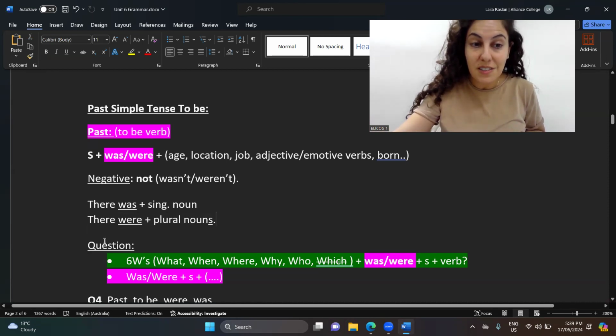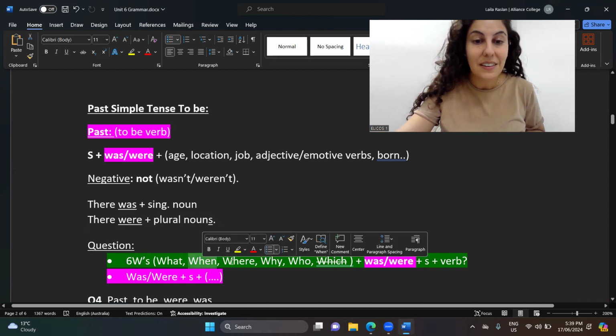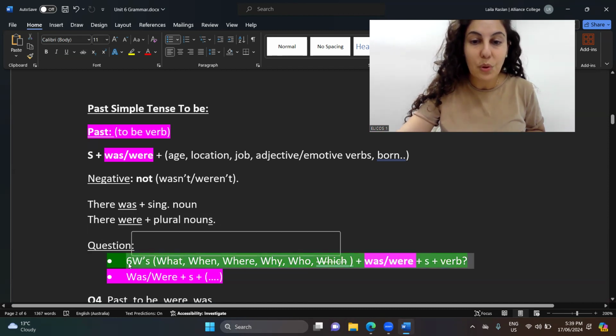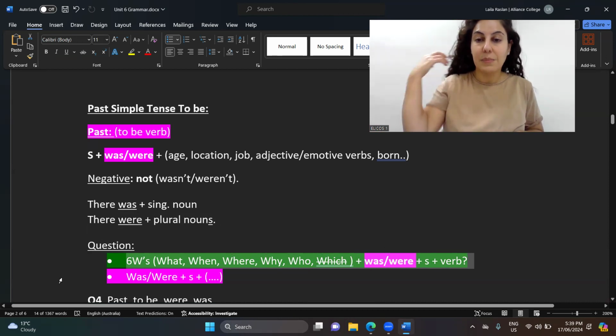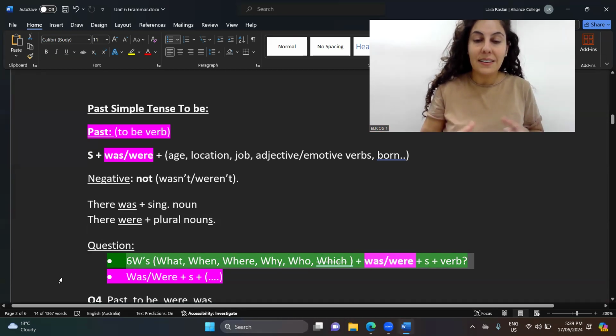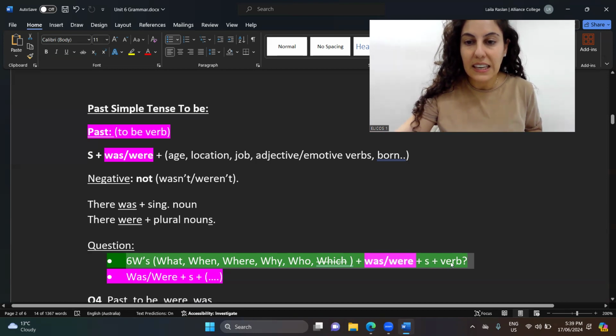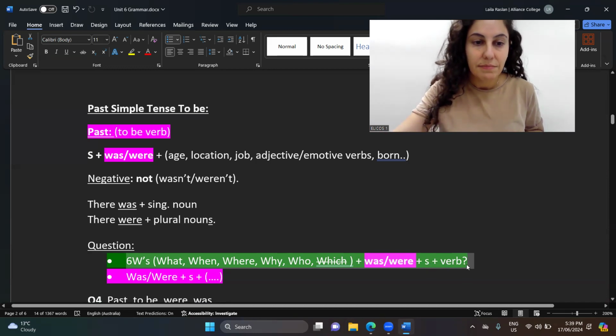We can also make questions with the verb to be. So you could use one of the W's, what, when, where, why, who, but not with which. And then you put was or were, and then the subject and the verb. So for example, what was his name? Or when was that party that you were talking about? Or why was he crying yesterday? Or, you know, who was at your birthday?